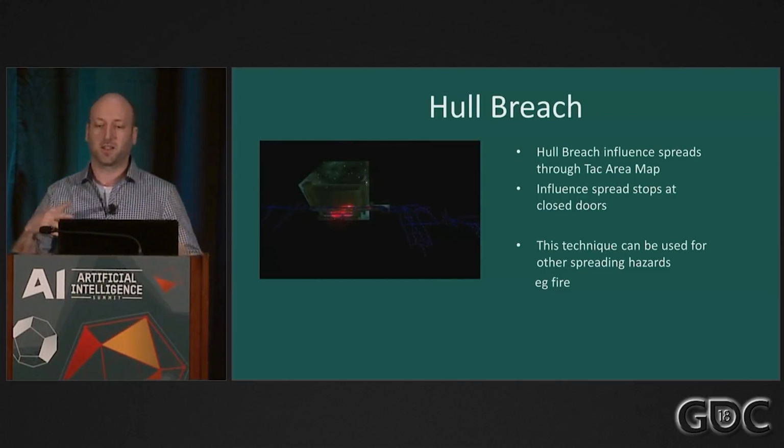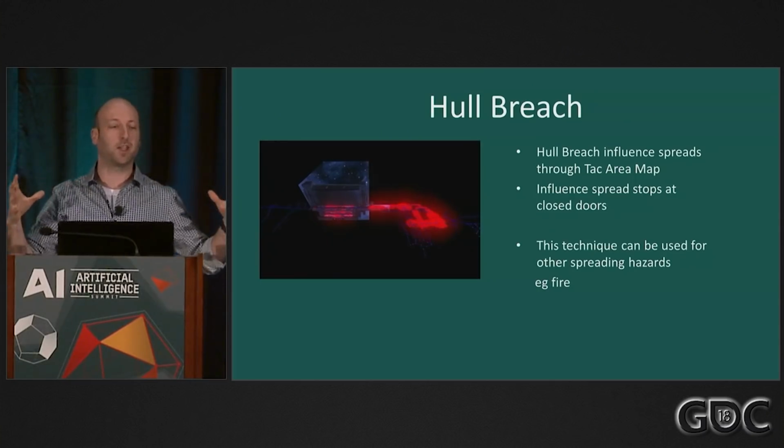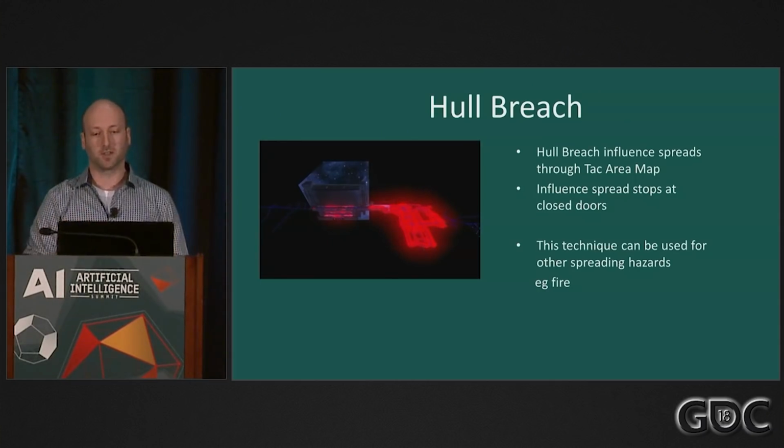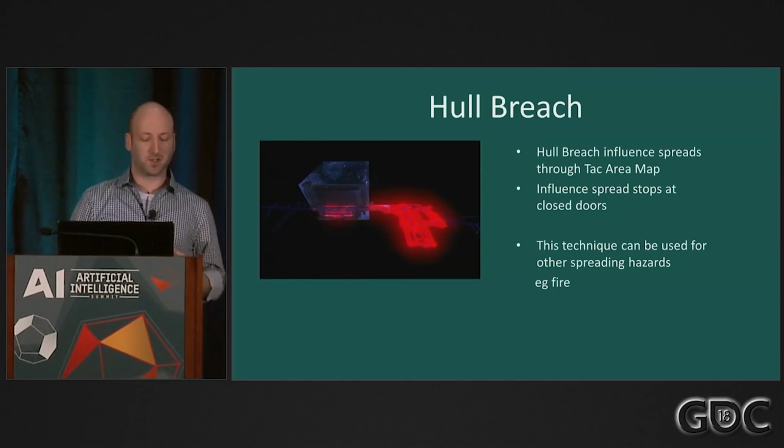You can also simulate environmental hazards like a hull breach in a spaceship. Right? When you get a window blown out, you can source some influence from that window and spread that out through your influence map. We run our influence maps on our tactical map, so we know where the doors are, we know what state the doors are in, and then we can modify our spread of this influence so that the doors will contain that vacuum in those areas. And you can use this for fire or floods or any other environmental feature that can spread through the map.